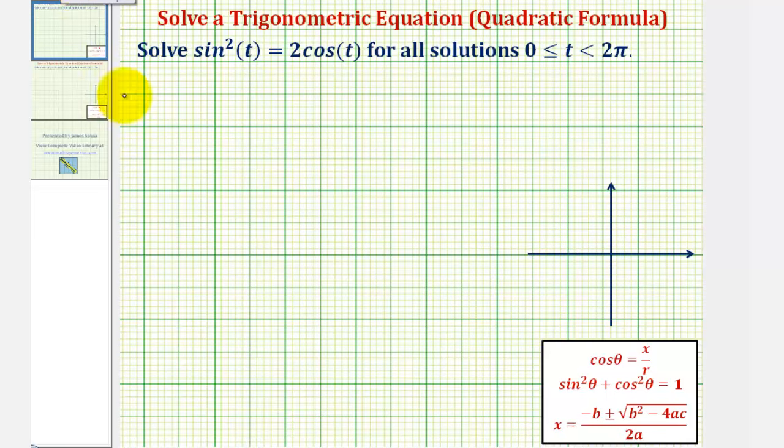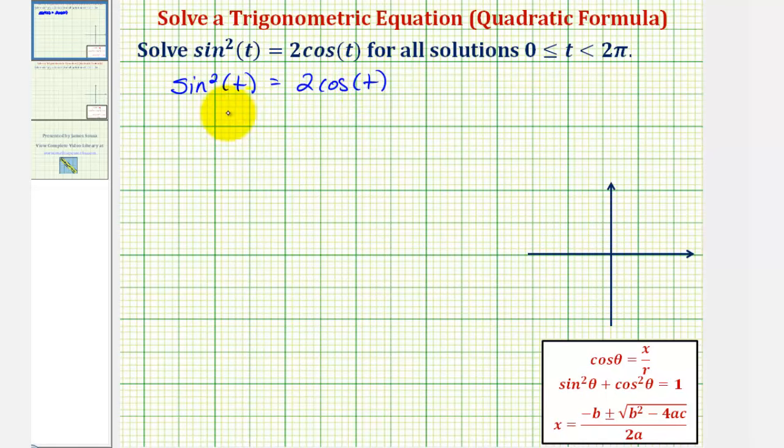We want to solve the equation sine squared t equals 2 cosine t for all solutions on the interval from 0 to 2 pi. So if we have the equation sine squared t equals 2 cosine t, we want to begin by writing this in terms of one trig function.